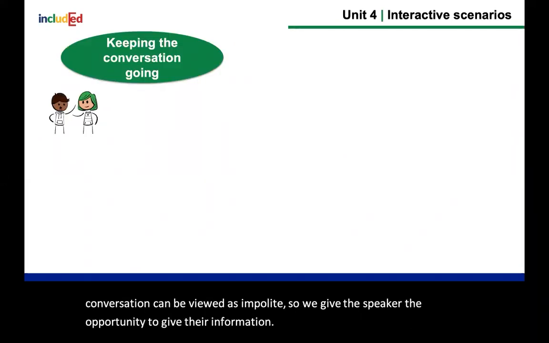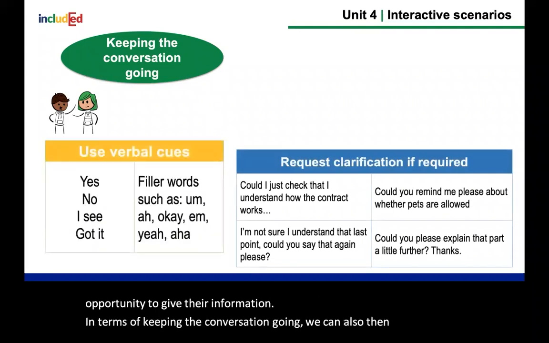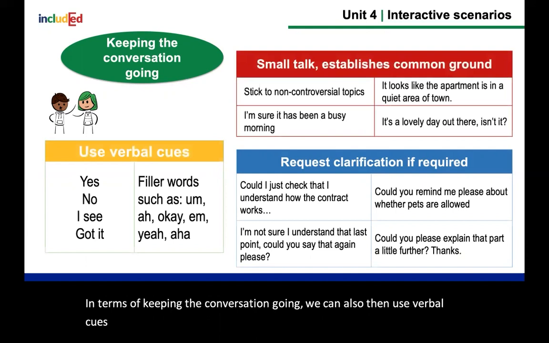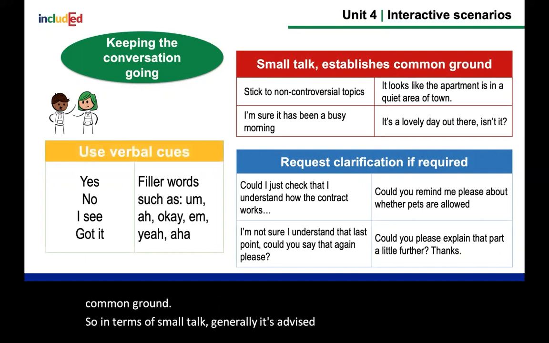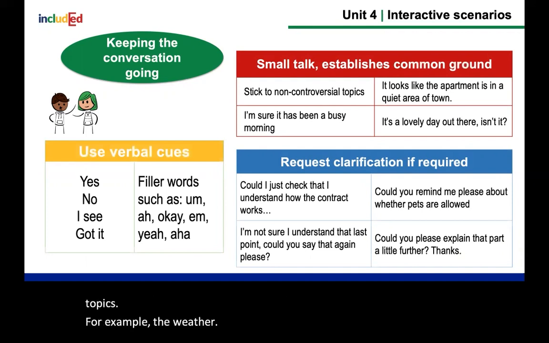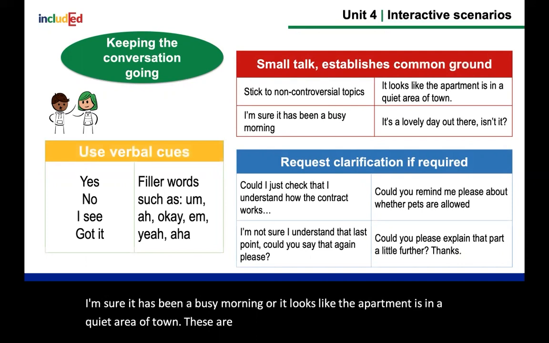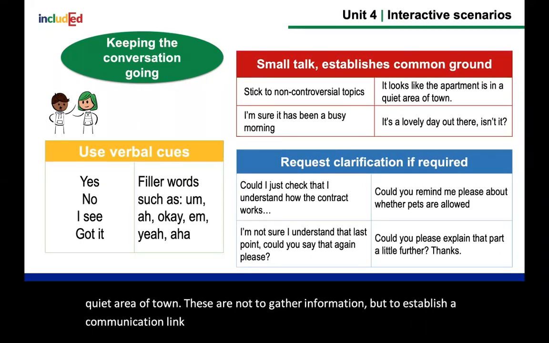In terms of keeping the conversation going, we can also then use verbal cues, request clarification if required, and use small talk, which establishes common ground. So, in terms of small talk, generally it's advised to stick to non-controversial topics. For example, the weather. I'm sure it has been a busy morning, or it looks like the apartment is in a quiet area of town. These are not to gather information, but to establish a communication link with the other speaker.